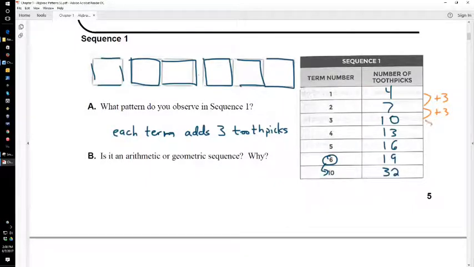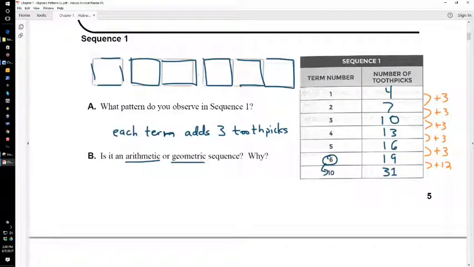So that's up a step of 3, up a step of 3. That's 4 steps. 3 times 4 is 12, so we need to go up 12 units. So that would actually be a 31, not a 32. Okay? So question, is this arithmetic or geometric series?